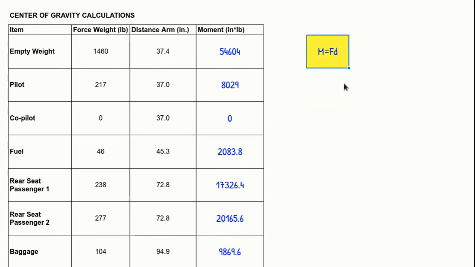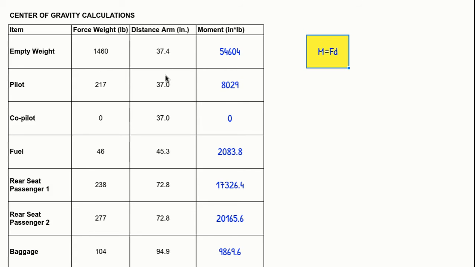All right, remember our formula that moment is equal to force times distance. So you'll have a table like this. Normally these would be something you filled in. You would need to know the empty weight of the plane, how much the pilot weighs, if you have a co-pilot, how much that co-pilot weighs, how much fuel you have in the aircraft, how much your first and second passenger weigh that are sitting in the back seat, and your luggage, how much does that weigh. So those are the things you need to think about.